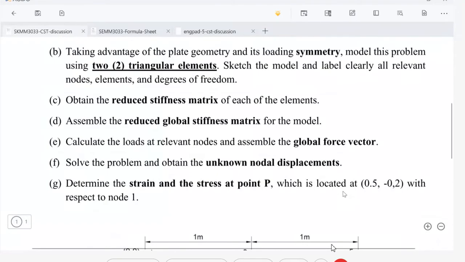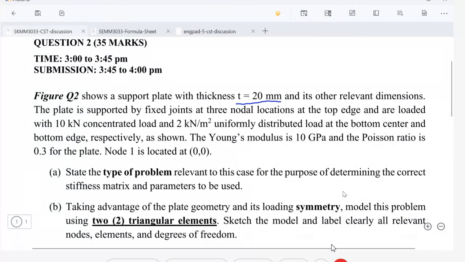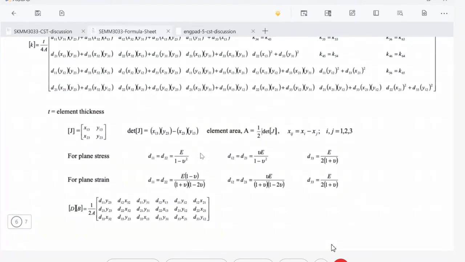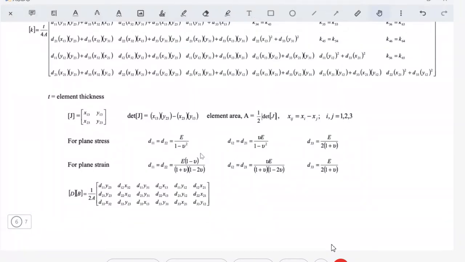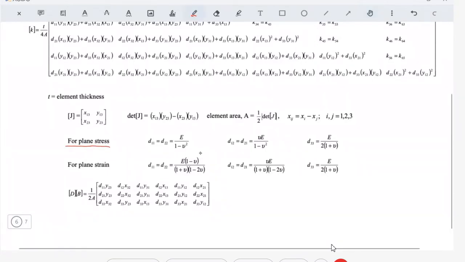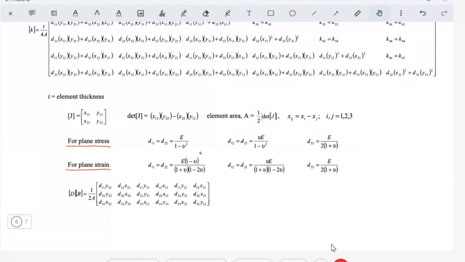I don't know if you remember from watching my video lecture, but there are two types of problem in CST. If you take a look at the formula sheet here, note that there are two types. First, let me change to red color. First, plane stress, and the other one is plane strain. So what's the difference?